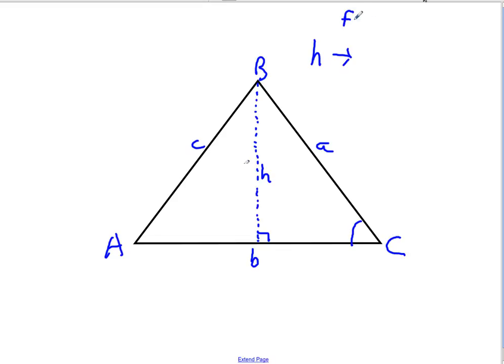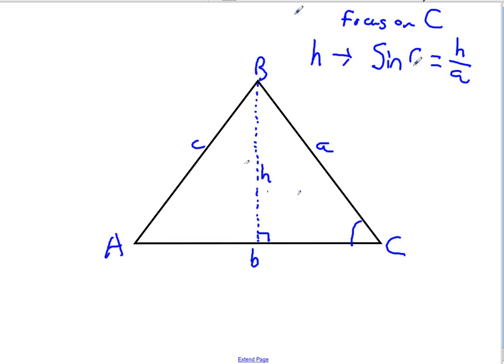Let's write focus on C. The height of this is the opposite side in this right triangle from angle C, and the other side that we have here is side A, and that would be the hypotenuse in this right triangle that the height makes. So I could say, because sine is opposite over hypotenuse, the sine of C equals the height of the triangle over the length of side A.